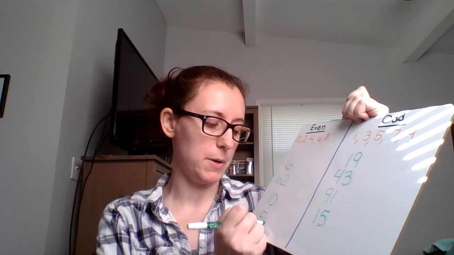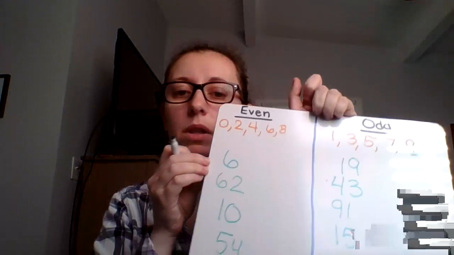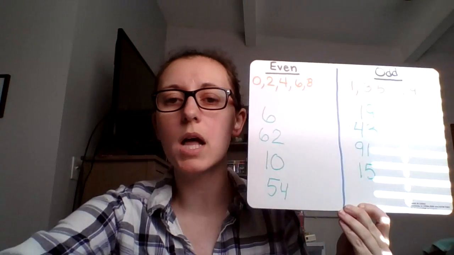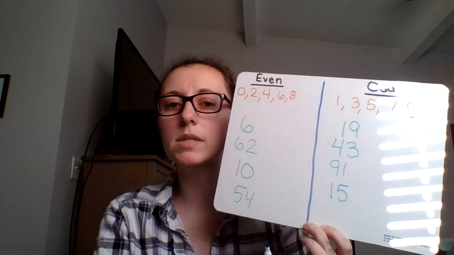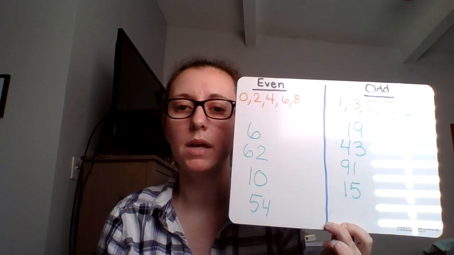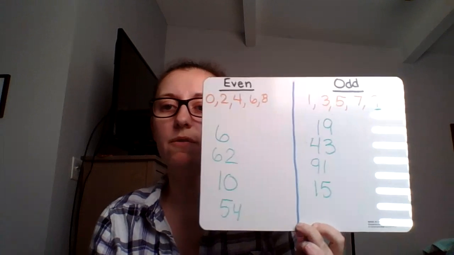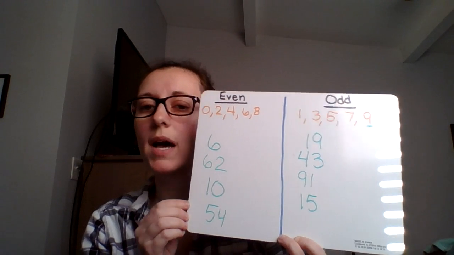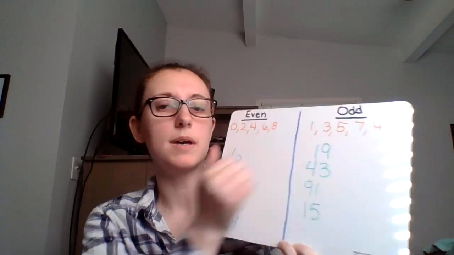So when we look at even and odd, we're looking at the ones column only, and we're looking to see if it ends in a 0, 2, 4, 6, or 8, and then we know it's even, or if it ends in a 1, 3, 5, 7, or 9, it's going to be odd. Hopefully this helps to explain even and odd.